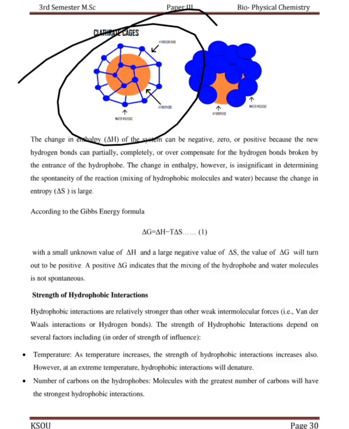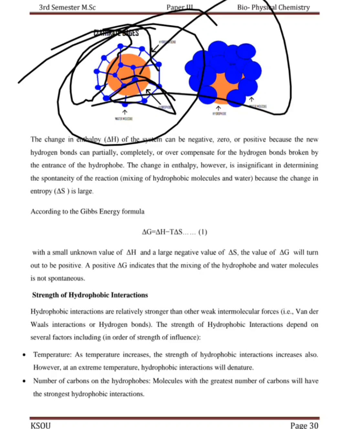This is a hydrophobe, and this blue color is represented as hydrogen bond. So when hydrophobes interact, the hydrogen bonds are broken by the entrance of the hydrophobes. There will be change in enthalpy. So that can be represented as delta G equals delta H minus T delta S. So delta G is nothing but the Gibbs free energy.